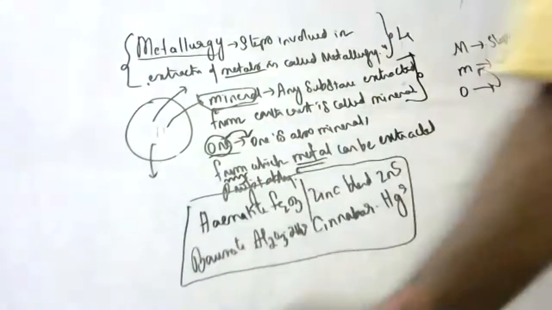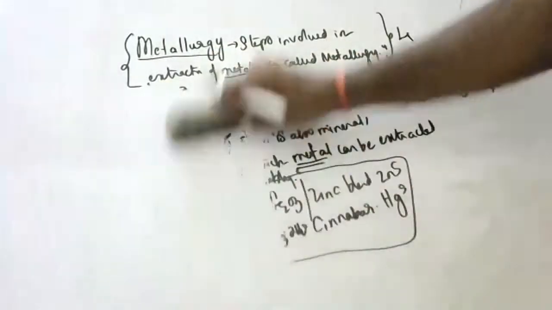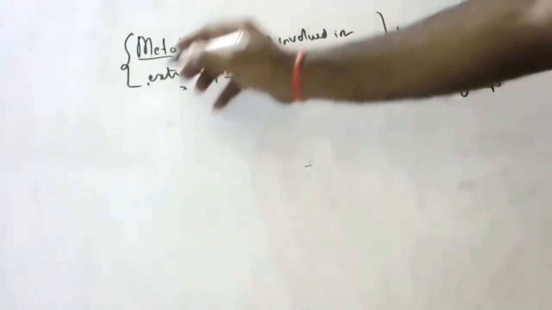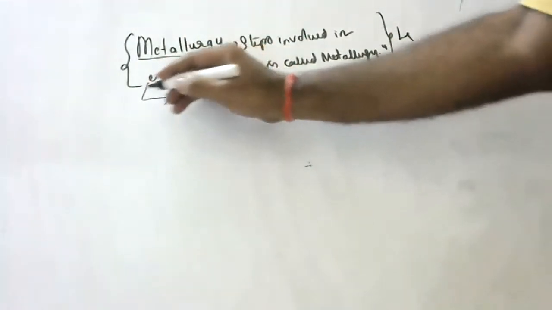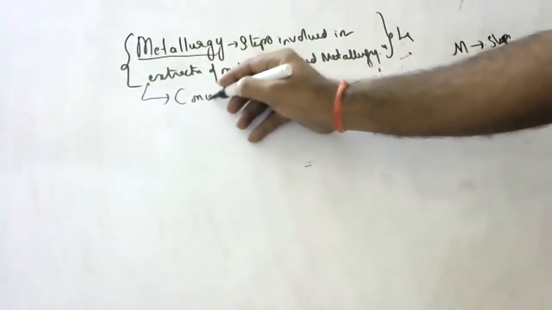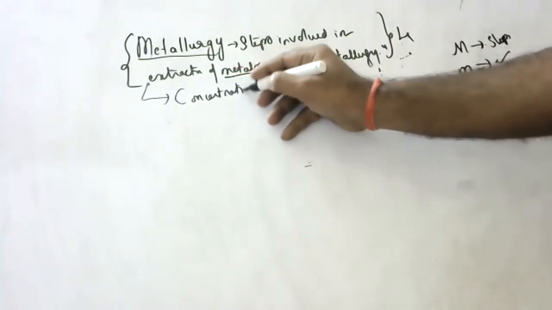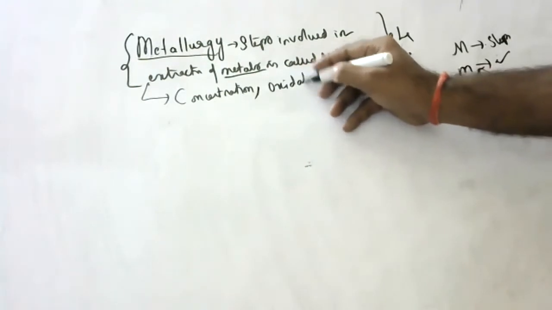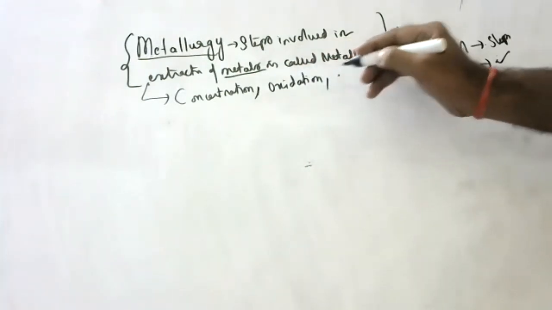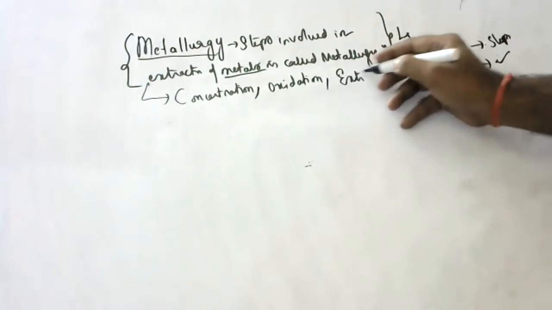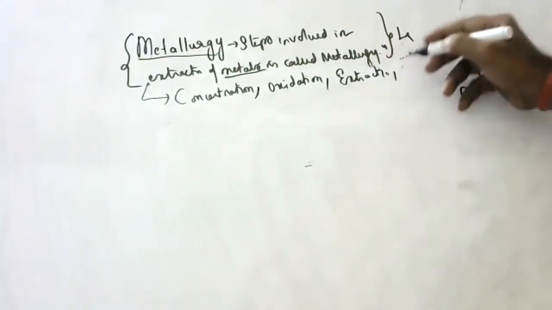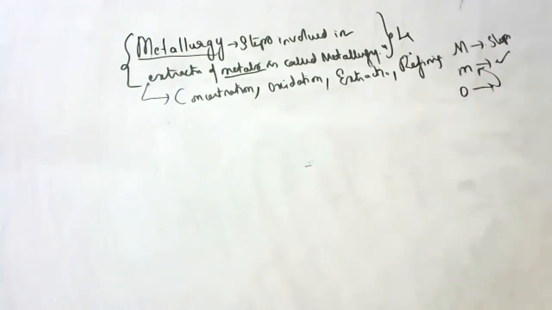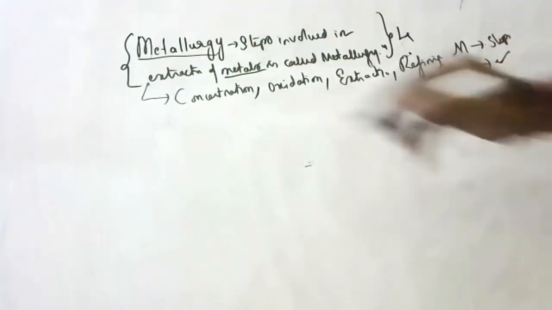Now, what are the steps involved in extraction of metals? We have concentration of the ore, next oxidation of the ore, next extraction of the metal, next refining of the metal. These are the four steps involved in extraction of metals.